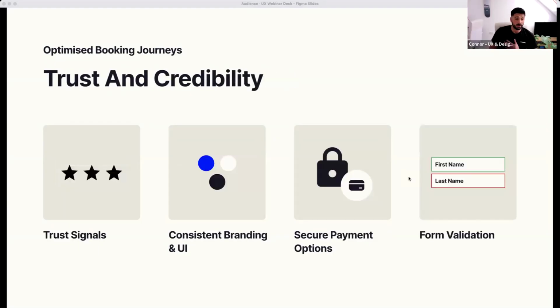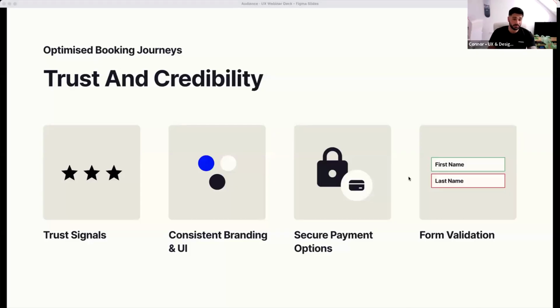And trust and credibility as well. Try incorporating things such as trust signals, reviews, testimonials, quotes from users. It helps to build trust, it helps to build credibility, and optimizes those conversions. Consistent branding in UI ties back to the point I made about the predictable designs. If I'm going through a booking process and it looks one way on one screen, and I go to pay and it's got different fonts, different colors, it looks a bit different, that immediately is a bit concerning for me and may potentially turn me away.